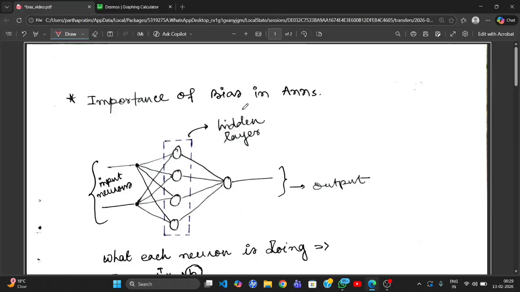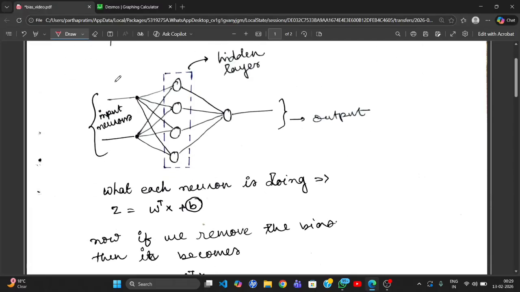My name is Parthu. Today we're gonna discuss why bias is important in ANNs. Most people think that neural networks only learn by weights, but there is another small term that completely changes what the network can represent. That term is called bias. Today I'll show you why bias is not just an extra term. So, let's start with this.